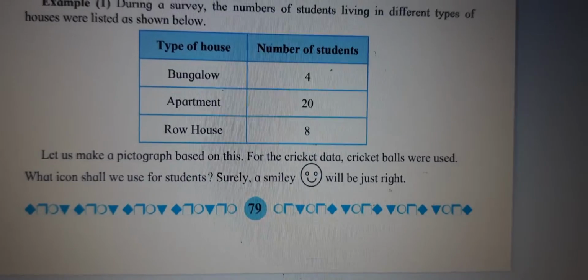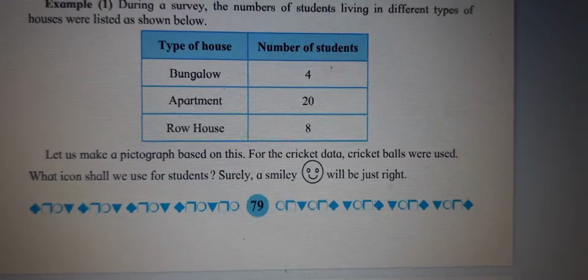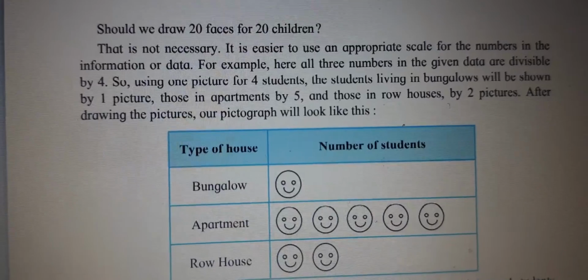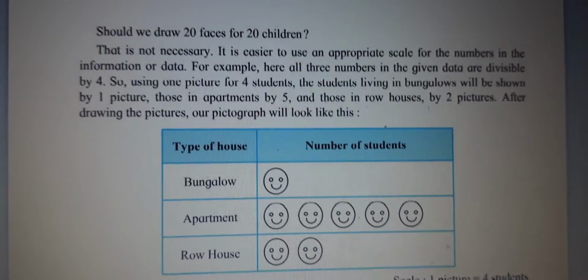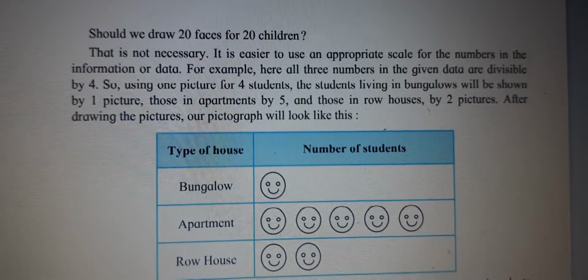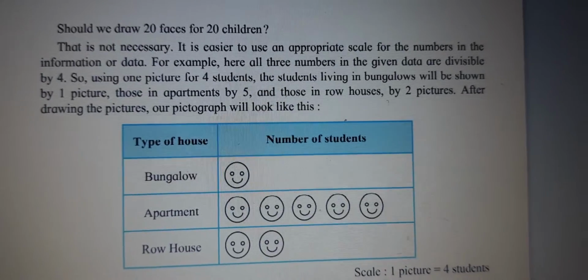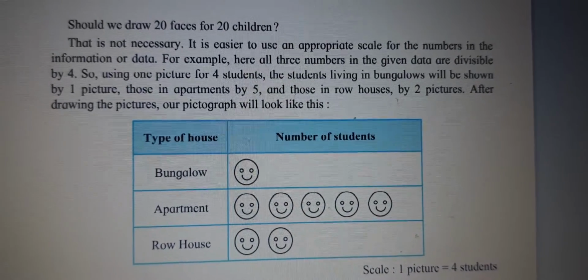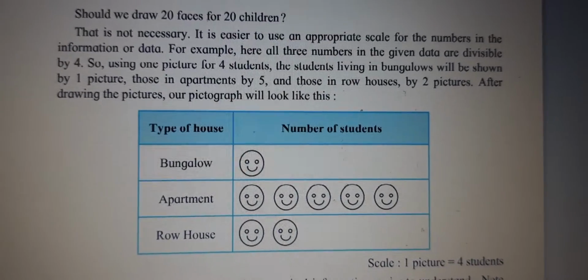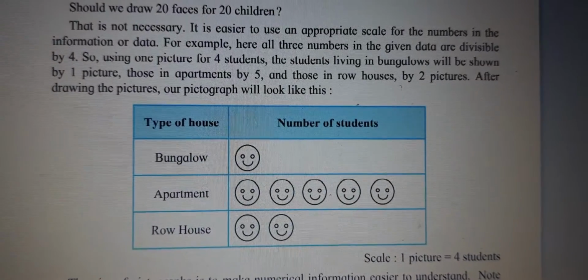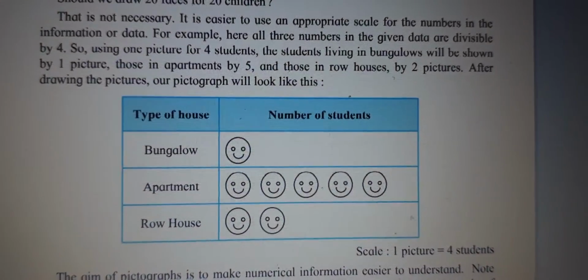We cannot keep on drawing the figure of each child or student. We can just draw smiley children. You can pick whatever icon you want. Should we draw 20 faces for 20 children? No. Good, it's not necessary. It is easier to use an appropriate scale for the numbers of children in the information. For example, all three numbers in the given data are divisible by 4. So using one picture for 4 students, the students living in bungalows will be shown by 1 picture, those in apartments by 5, and those in row houses by 2 pictures.